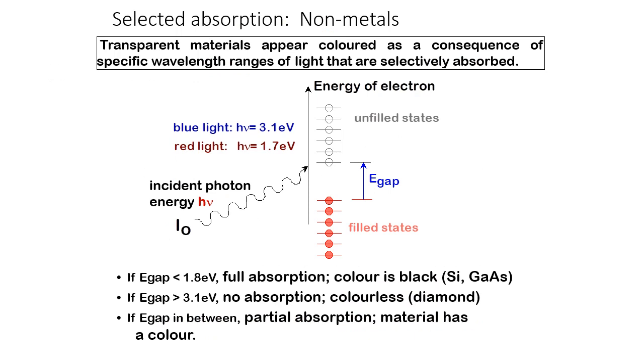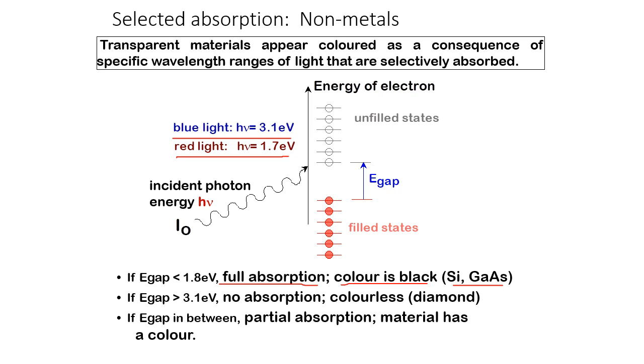Selective absorption of nonmetals. Transparent materials appear colored as a consequence of specific wavelength ranges of light that are selectively absorbed. For example, blue light has energy of 3.1 electron volts, while red light has energy of 1.7 electron volts. If the Eg is below 1.8, all the colors will be absorbed by the material, or full absorption. So the color will be black. For example, silicon and gallium arsenide.